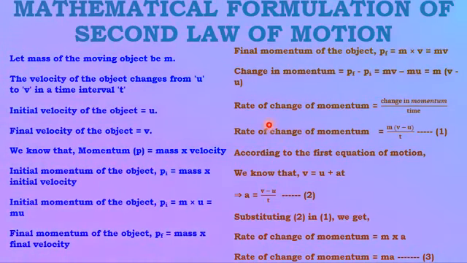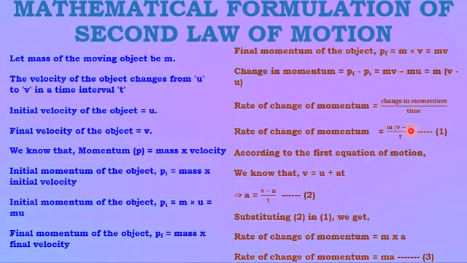So what is the rate of change of momentum? We already learned that wherever we have the word rate, we will have time in the denominator. So here it is rate of change of momentum, so it is change of momentum divided by time. Now it is going to be m into (v minus u) by t. So here we have the rate of change of momentum.